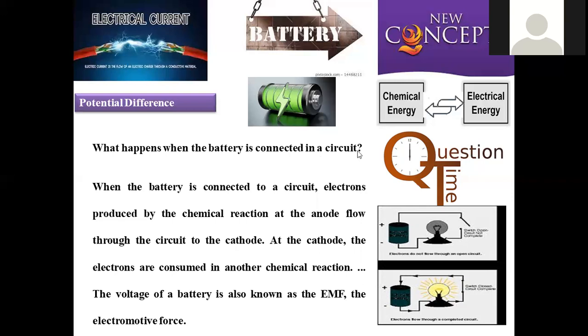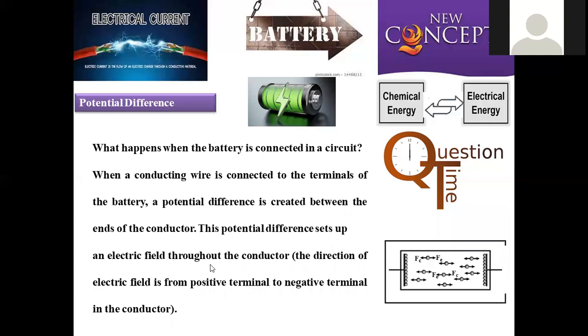What happens when the battery is connected to the circuit? What happens in that circuit? The anode releases the electrons, the cathode seeks the electrons, and they flow through the circuit, and because of that, a potential difference is created. Potential difference is the origin of electromotive force. Because of this, illumination of the bulb is possible here.